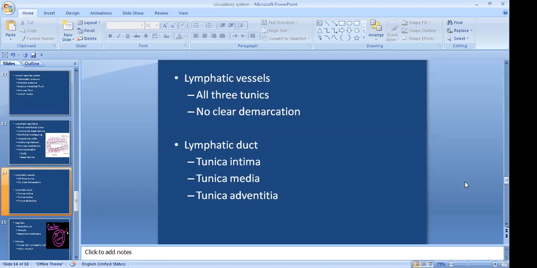In case of lymphatic duct, the tunica intima is well developed, while the tunica media is thicker than the tunica intima and tunica adventitia. If you remember, in the veins, the tunica adventitia is thicker than the tunica media and tunica intima, while in lymphatic duct, the tunica media is thicker than the rest. So you have to compare these things because they can come in MCQs.